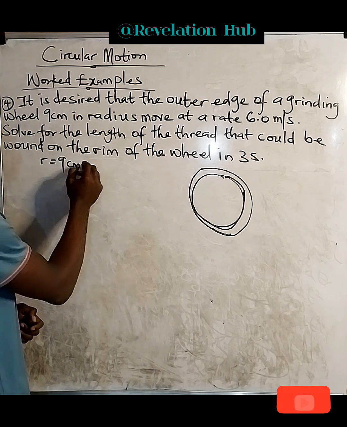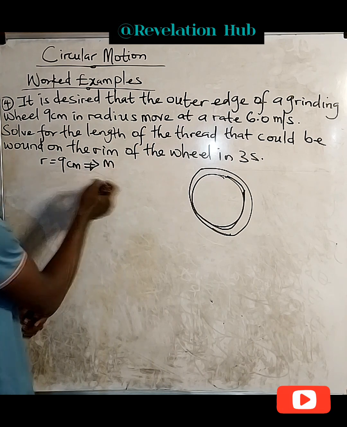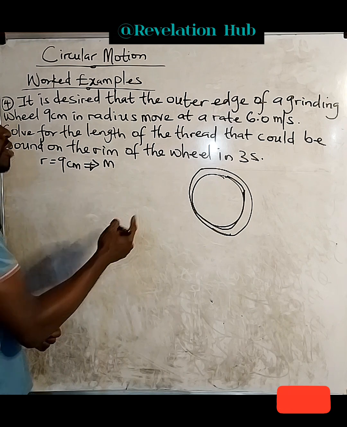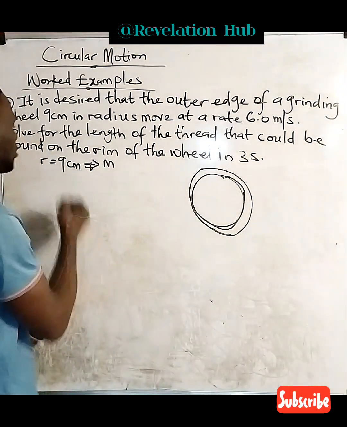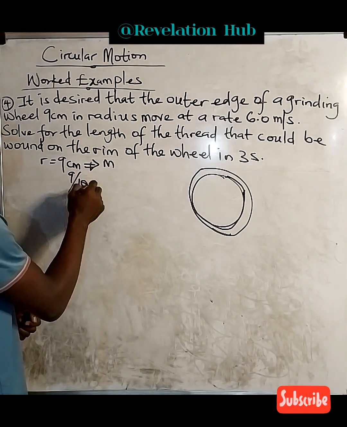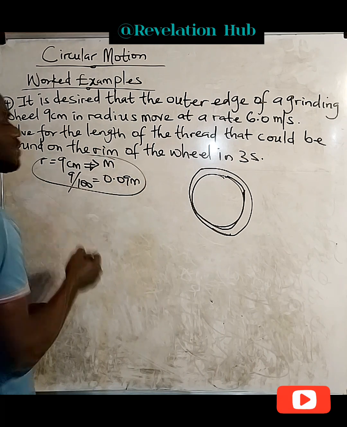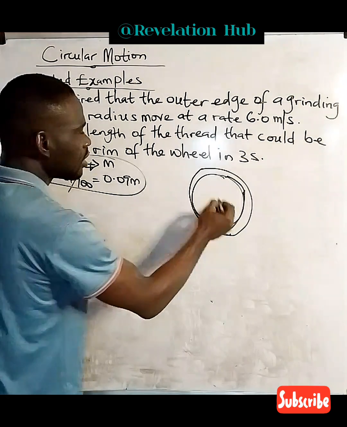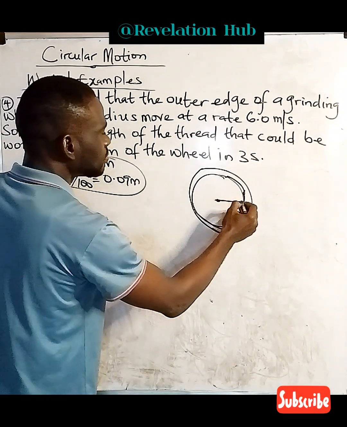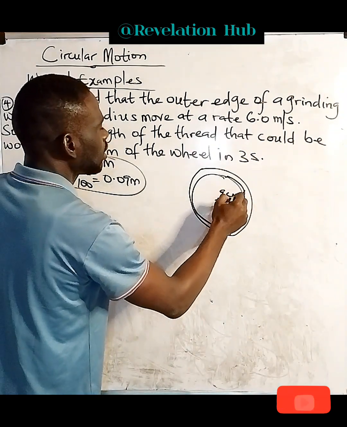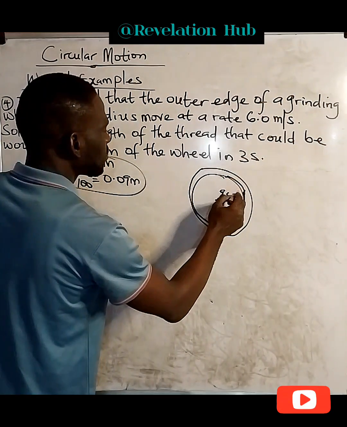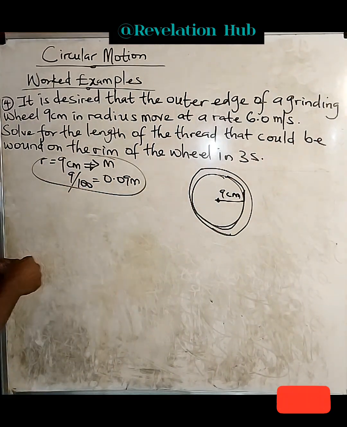Don't forget the radius should be in meters. So how do we convert this to meters? 100 centimeters make 1 meter. So if 100 centimeters makes 1 meter, then 9 centimeters is going to be 9 divided by 100. So we have 0.09 meters. So this is already sorted. This wheel has a radius of 9 centimeters, and this is already interpreted. So now what are the other quantities given to us?